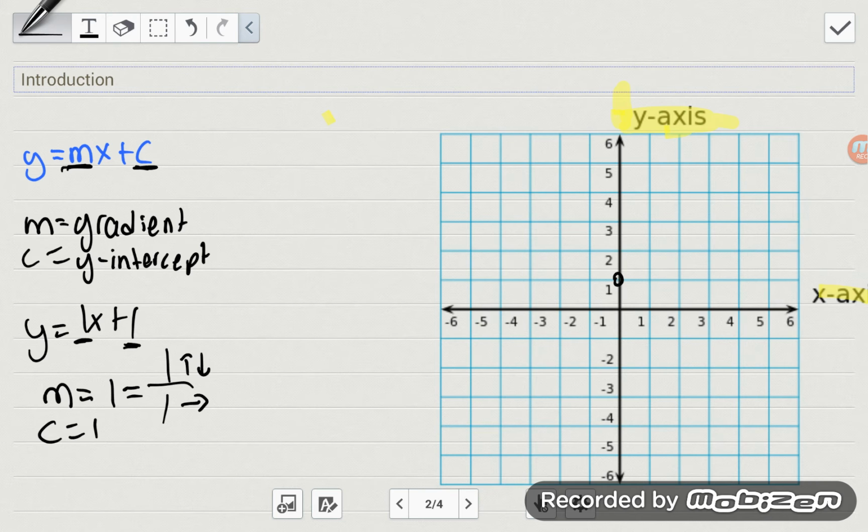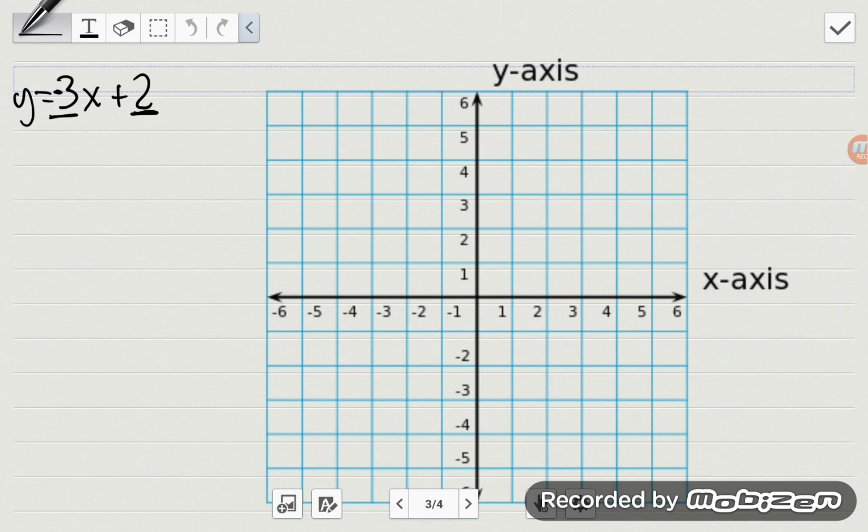So because this is positive 1, we go up 1 from our first point. From this point we have gone 1 up and 1 to the right. We always go to the right. That will give us our two points and we can sketch our line. Fairly simple topic. Now I'll give a few examples so you know how to do this.